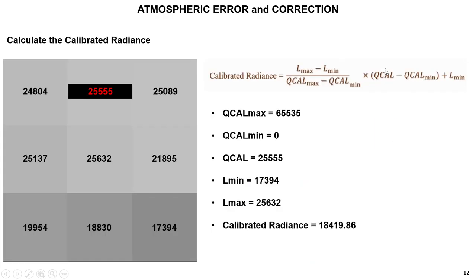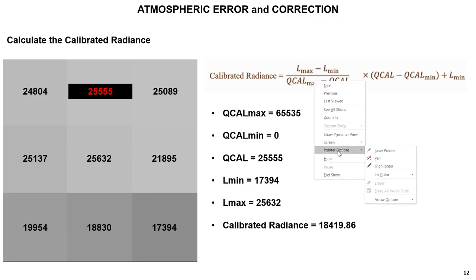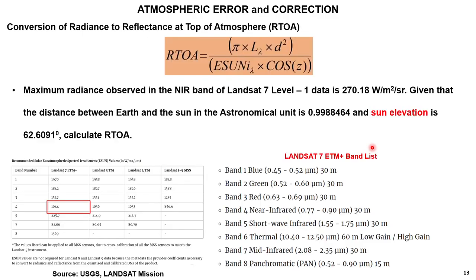So, whatever we saw here was radiance, which has a unit of watt per meter square per steradian. Now, what we are going to do is convert this radiance to reflectance at the top of atmosphere. So you should remember reflectance at top of atmosphere. For that, this equation was discussed in the class.